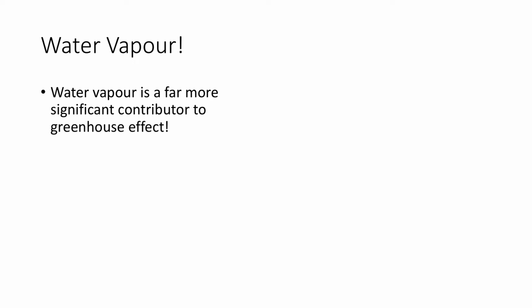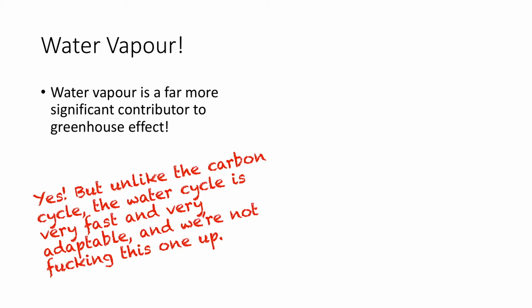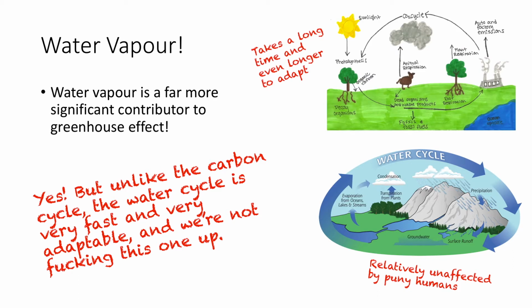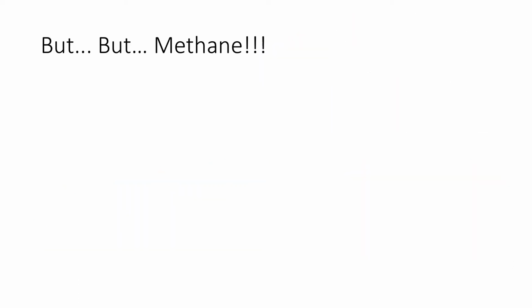But water vapor. Now, water vapor is a far more significant contributor to the greenhouse effect. And, well, yes, this is true. But the water cycle is very fast and it's very adaptable. And I hope you understood from the previous slides that we are messing with balance. We are not really messing with the balance of the water cycle at all, actually.